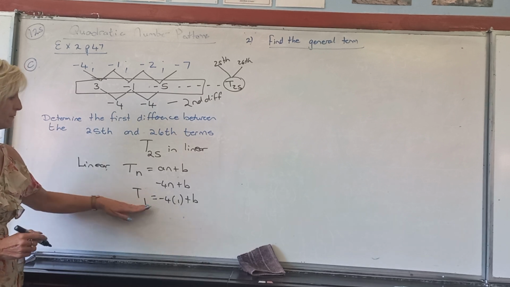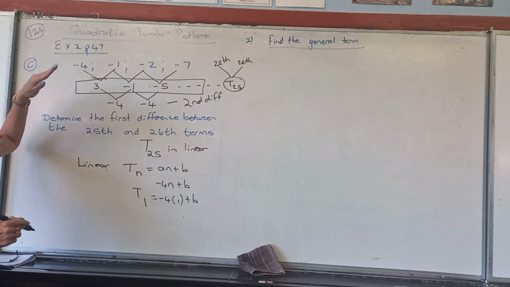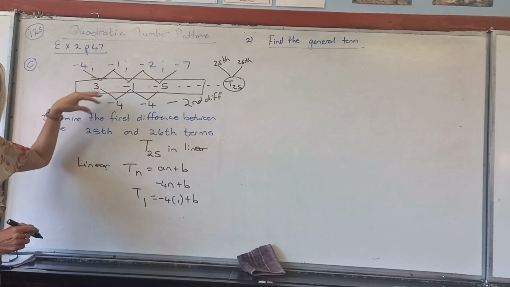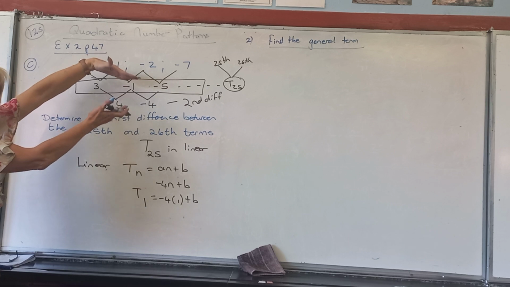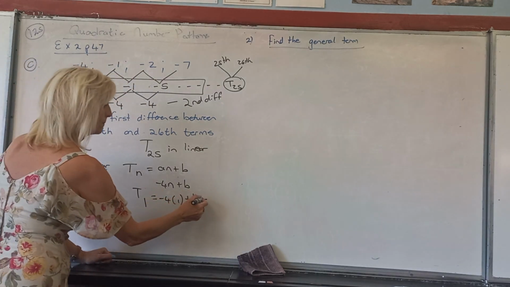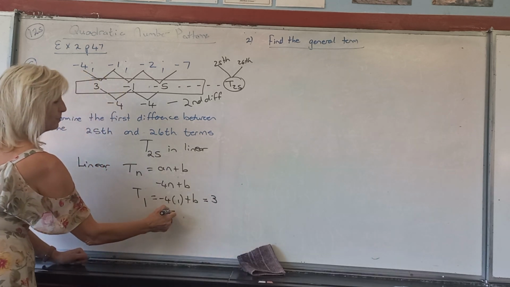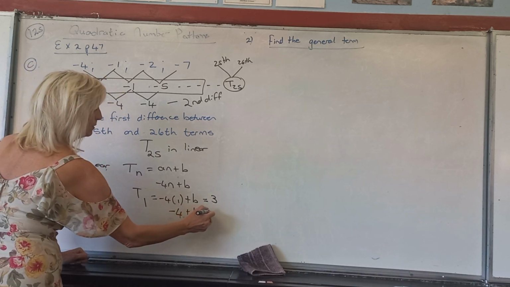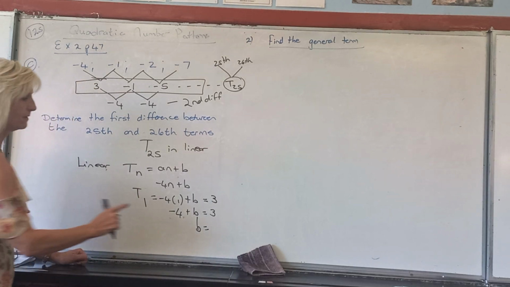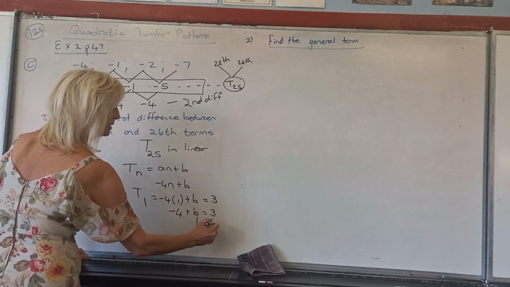And what was the first term? 3, not minus 4, 3, because we're working with the linear pattern now. It's only that little piece here that we're working with. And in that one, the first term was equal to 3. So that would be negative 4 plus b equal to 3, giving me b equal to 7, because minus 4 becomes a plus 4 and the answer is 7.